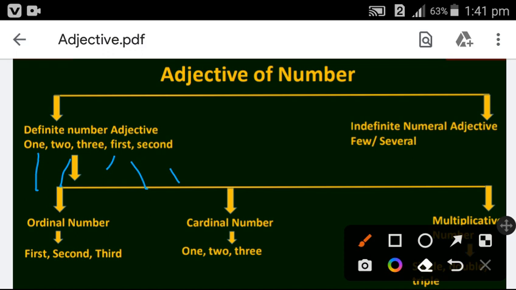these are such types of adjective which also show the number of any noun, but do not say the exact number of anything. But on the other hand, definite numeral adjective tells us the definite number of anything, that is how many things: there can be one, two, three, or first or second. Okay, got it?